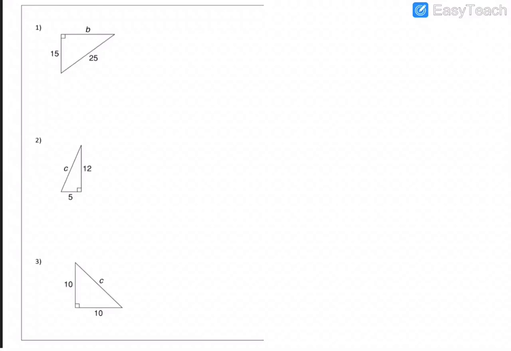Okay, so for number 1, we have a right triangle. We know because of the little square box showing the 90-degree angle. So first thing I want you to do is label your sides. You see that B is already labeled. 15 is going to be the other leg, so we'll make that one A. And then 25 is your hypotenuse, so that one is C. So I'm going to write my A squared plus B squared equals C squared.